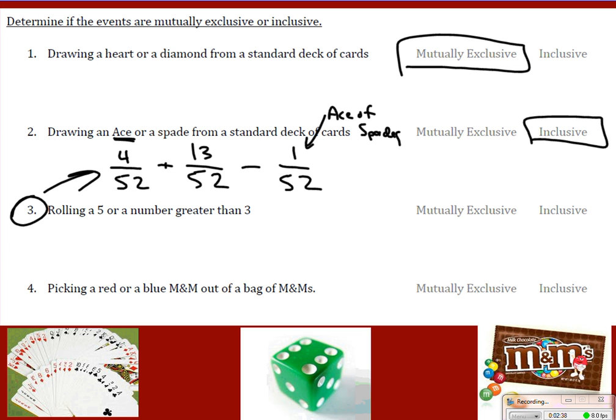Okay, rolling a 5 or a number greater than 3 on a dice, that's going to be inclusive. Picking a red or blue M&M out of a bag of M&Ms, that's going to be mutually exclusive.